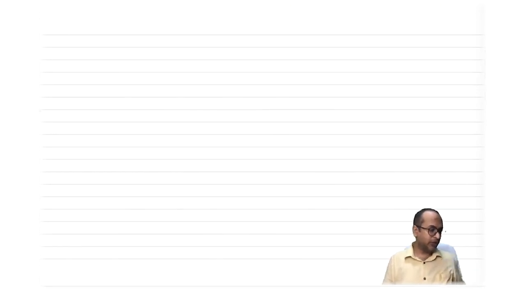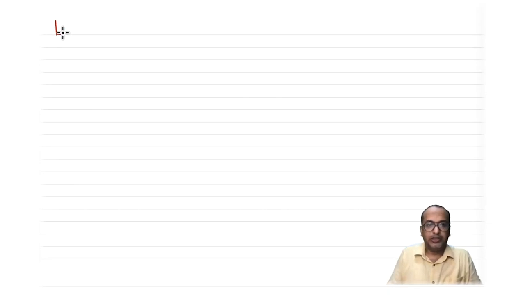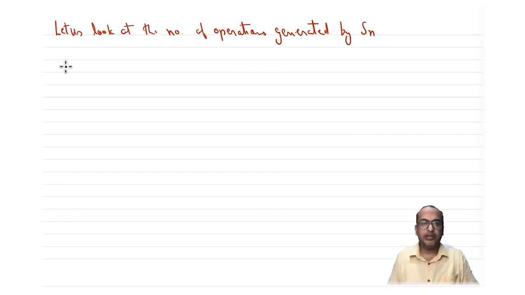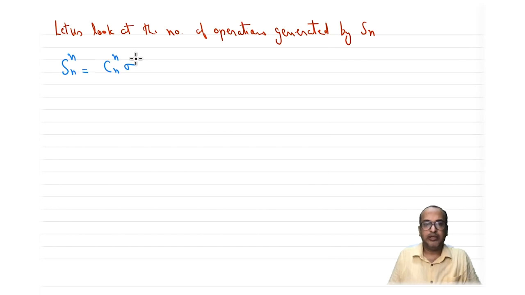Okay, so now let us look at the number of operations generated by Sn. In general, let's take the general example before we actually look at the operations. If we do Sn, Sn will be Cn sigma, right? If we do Sn to the power n, it will be Cn to the power n times sigma to the power n, which is nothing but Cn^n.